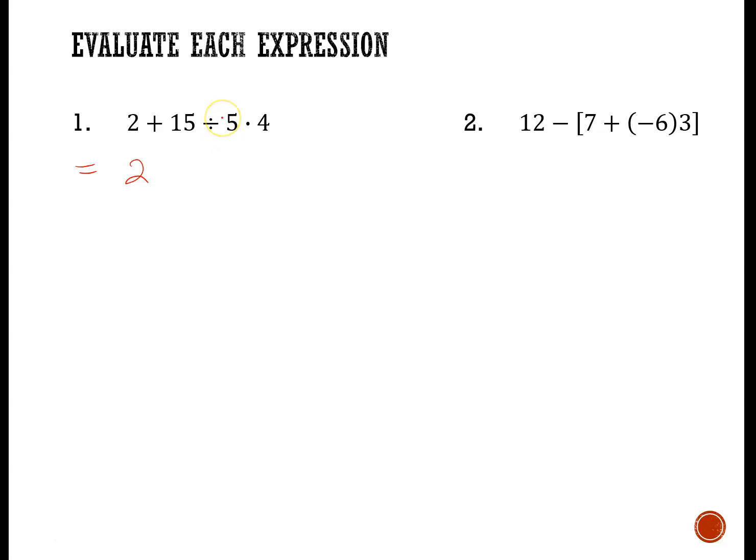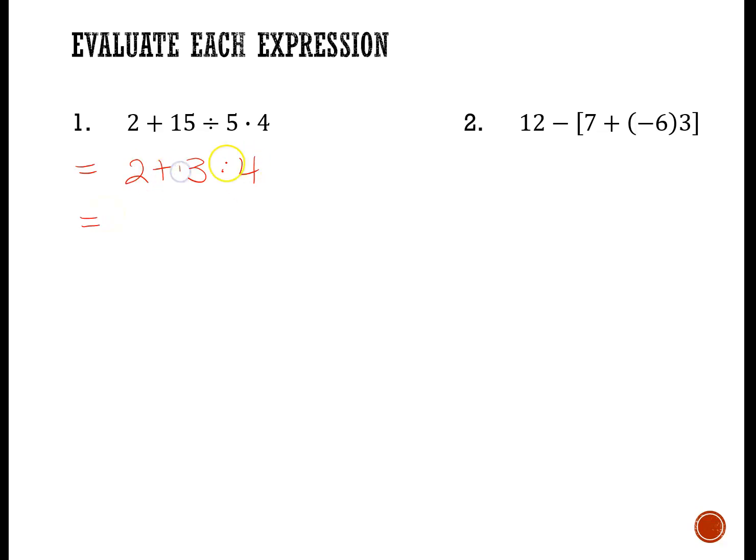And here is like what we just talked about. We work left to right for these two operations. And so since the division is on the left of the multiplication, we would do it first. So I'm going to bring down my plus, and I'm going to do 15 divided by 5 and drop down the times 4. So I want you to write it out like that.